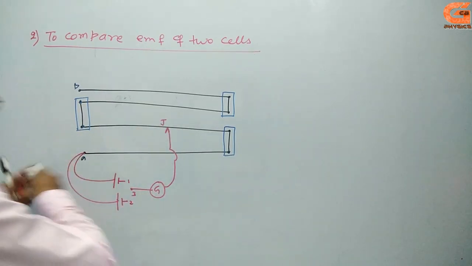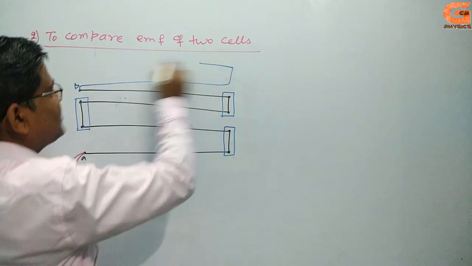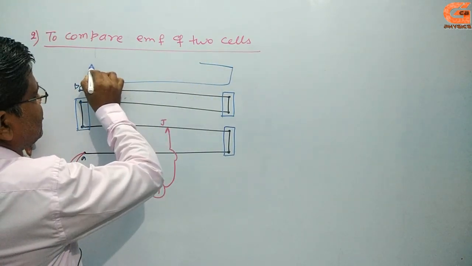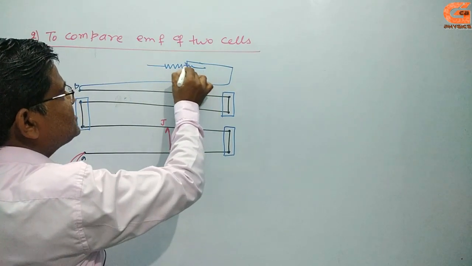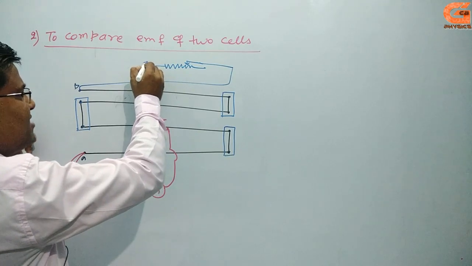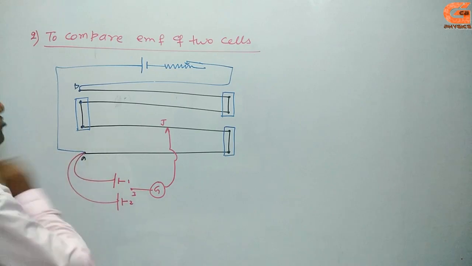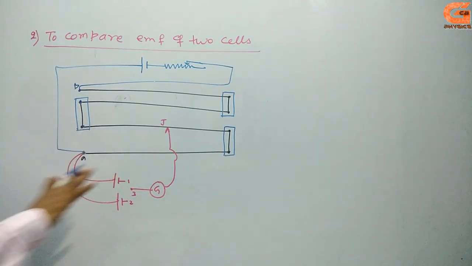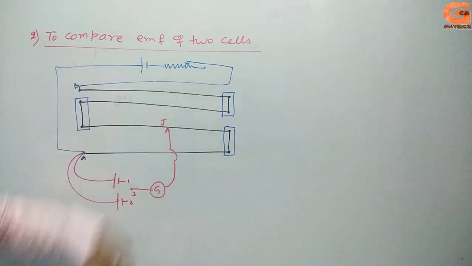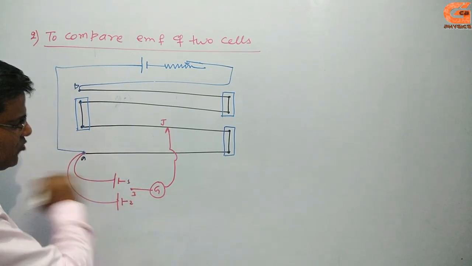And now an auxiliary battery and a rheostat are connected just like this. This is the rheostat. Rheostat means variable resistance. This is the negative and this is the positive point. The positive point is also connected to A. This one is A. This is the arrangement for comparing the EMF of two cells. And this one is point 1, this is point 2, point 3.